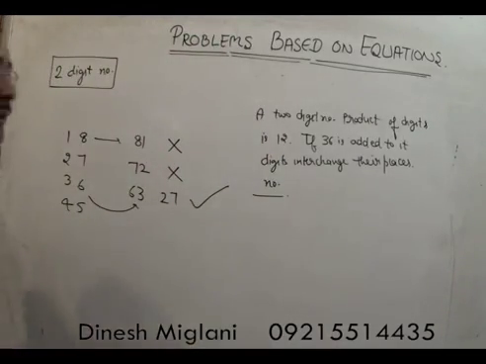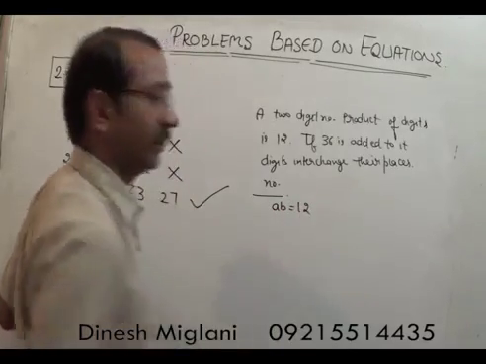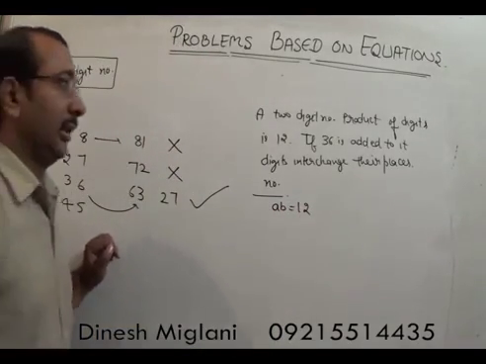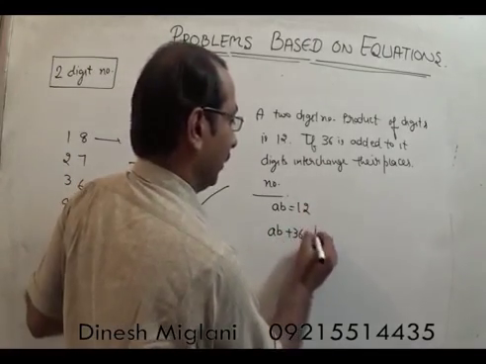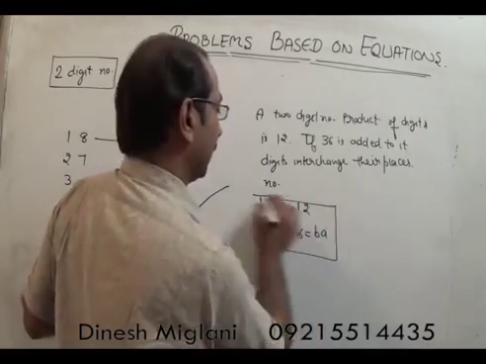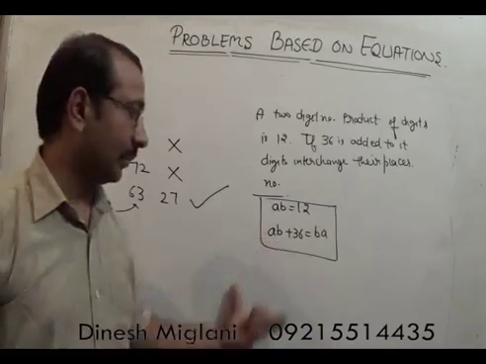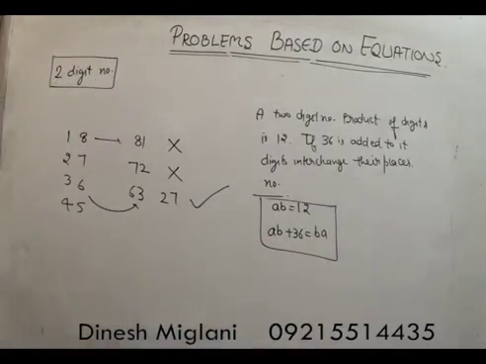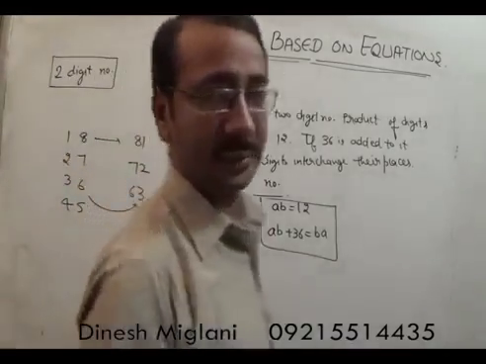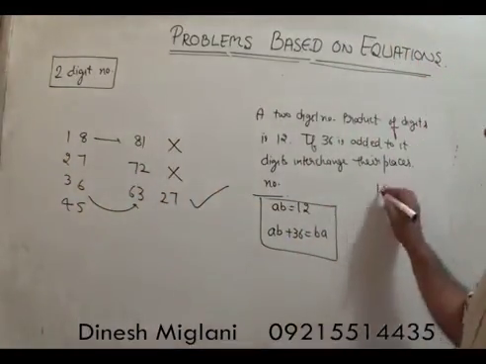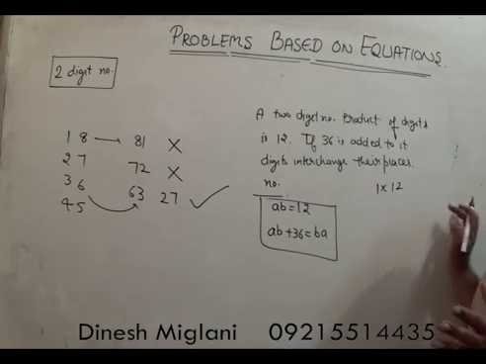Now, for a two-digit number, the product is 12. It means A into B is equal to 12. If 36 is added, AB plus 36 becomes equal to BA. Here AB means 10A plus B, and BA means 10B plus A. Or I can go with a general concept. The product is 12, so I cannot take 1 into 12, because the maximum value of a digit would be 9.